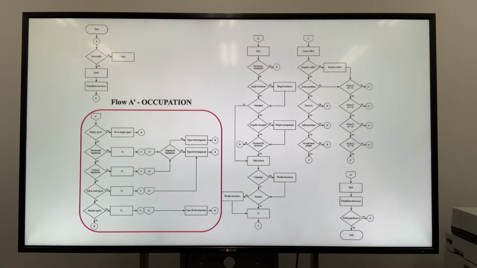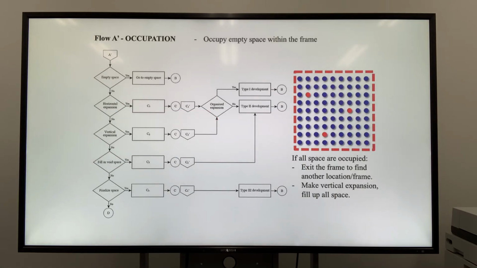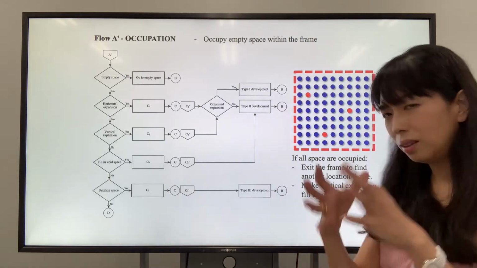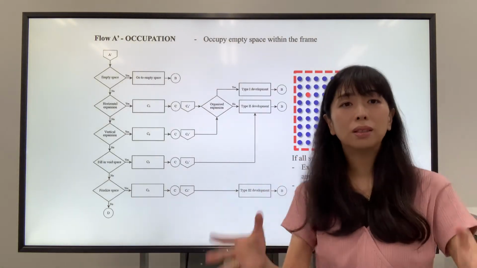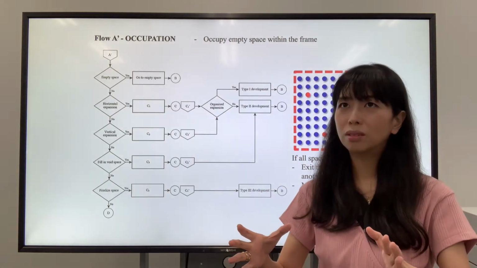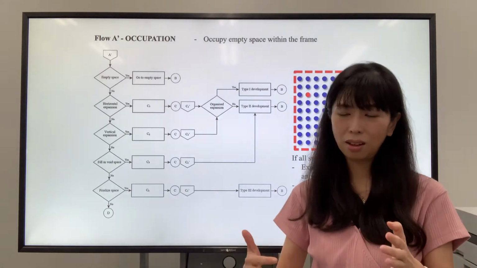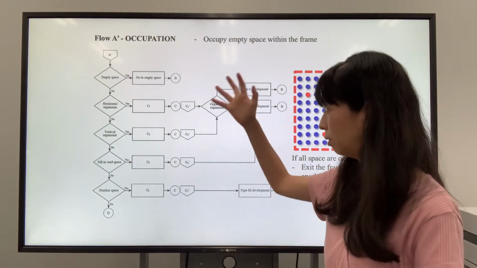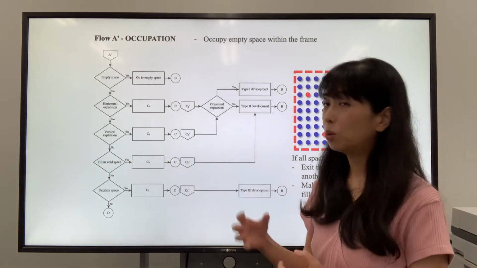The second one is about occupation. It is about how to occupy an empty space within the frame. So let's say you manage to access into the frame. However, within the frame, there is no space left over. Then of course you can enter, but you cannot occupy the space. So this flowchart is showing this occupancy.